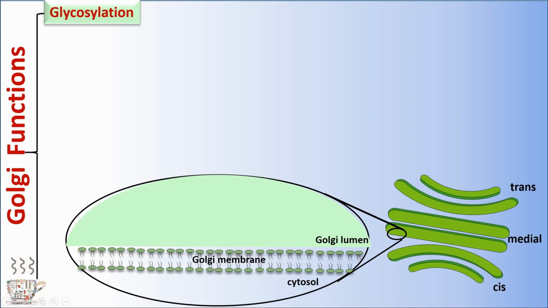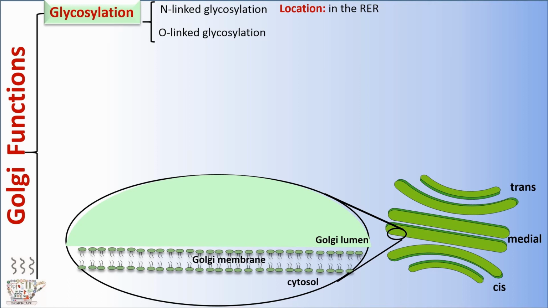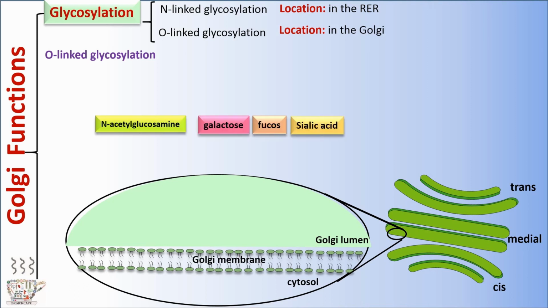Glycosylation. There are two glycosylation types: N-link glycosylation that occurs in the RER and O-link glycosylation that occurs in the Golgi complex. Now we want to talk about O-link glycosylation.